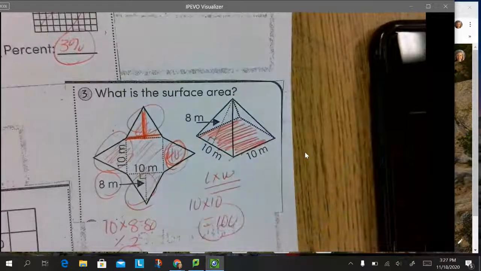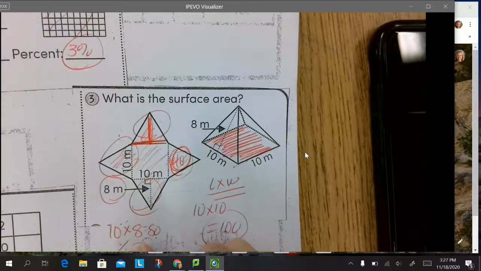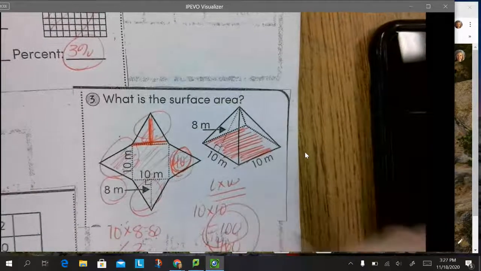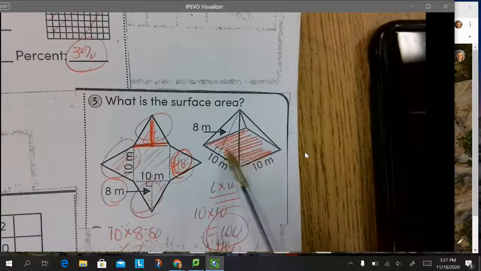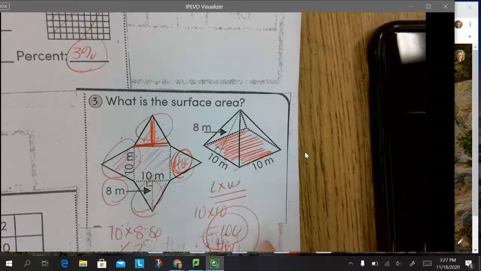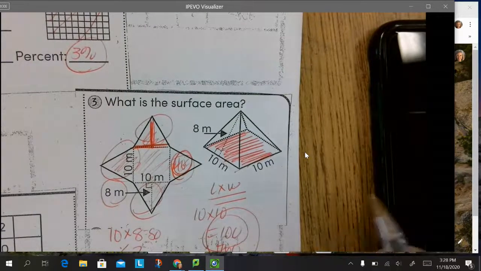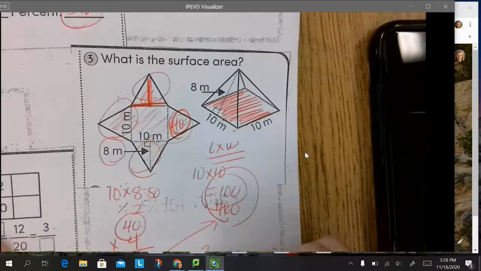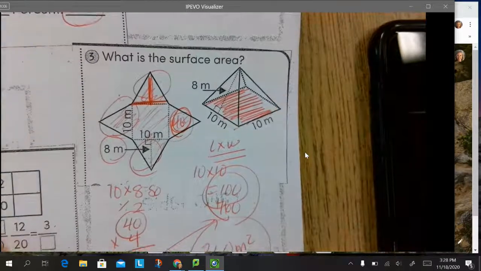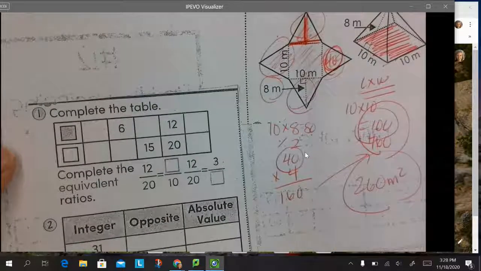So each one is 40. But there's 1, 2, 3, 4 triangles. So 40 times 4 is 160. So you want to add that to your floor. My floor was 100. Each triangle was 40, and I have 4 of those. So 4 sets of 40 is 160. Okay, you want to add that together. Your total is 260 meters squared. All right, good job. Last one.